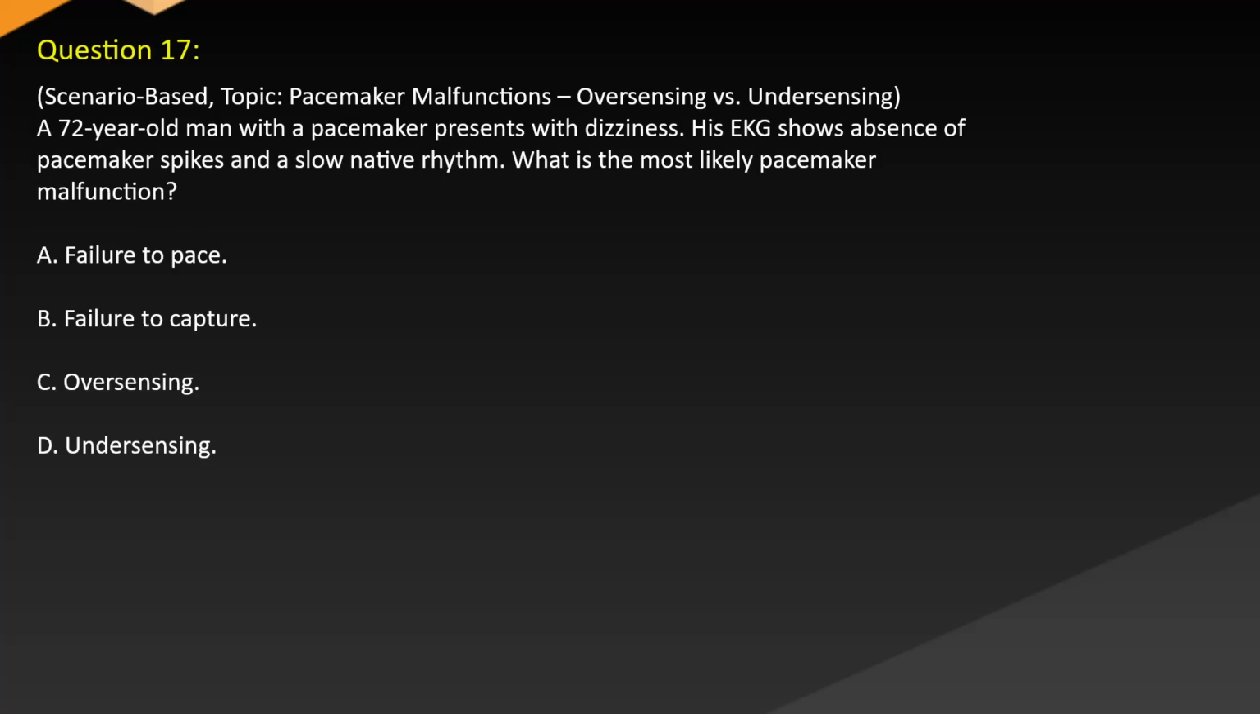Question 17, scenario-based. Topic: pacemaker malfunctions, oversensing versus undersensing. A 72-year-old man with a pacemaker presents with dizziness. His EKG shows absence of pacemaker spikes and a slow native rhythm. What is the most likely pacemaker malfunction? A. Failure to pace. B. Failure to capture. C. Oversensing. D. Undersensing.